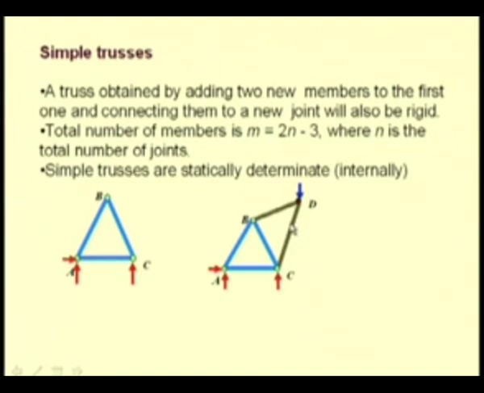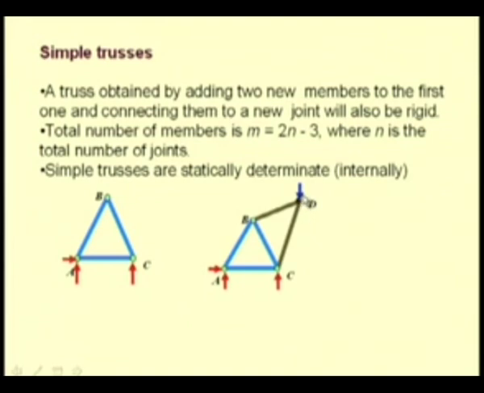Why do we say that they are statically determinate internally? If we analyze this structure and we want to determine all the internal forces, then the number of unknowns that we have to determine is equal to the number of members, that is 5 in this case, plus the external reactions that we have to determine, that is 3, 2 reactions at the pin and 1 reaction at the roller, totaling to 8 unknowns.